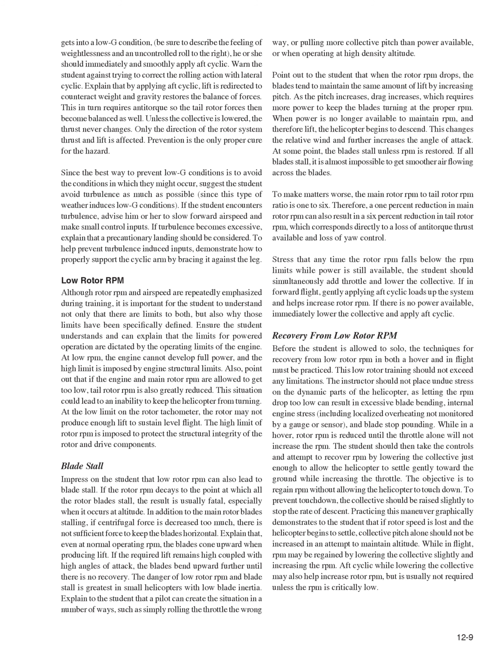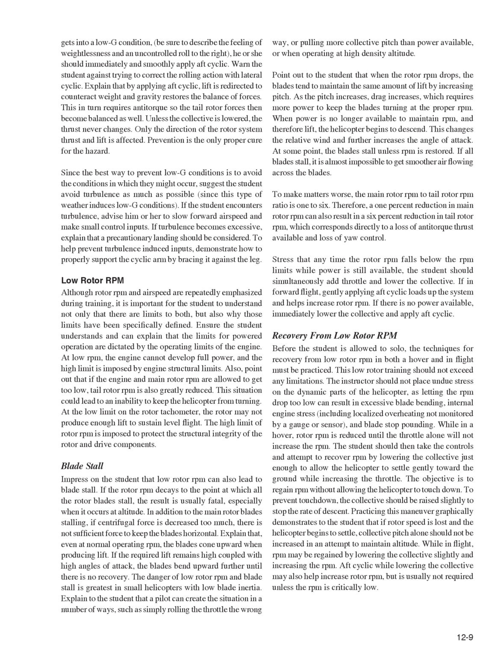Explain to the student that a pilot can create the situation in a number of ways, such as simply rolling the throttle the wrong way, or pulling more collective pitch than power available, or when operating at high density altitude. Point out to the student that when the rotor RPM drops, the blades tend to maintain the same amount of lift by increasing pitch. As the pitch increases, drag increases, which requires more power to keep the blades turning at the proper RPM. When power is no longer available to maintain RPM, and therefore lift, the helicopter begins to descend. This changes the relative wind and further increases the angle of attack. At some point, the blades stall unless RPM is restored. If all blades stall, it is almost impossible to get smoother air flowing across the blades.